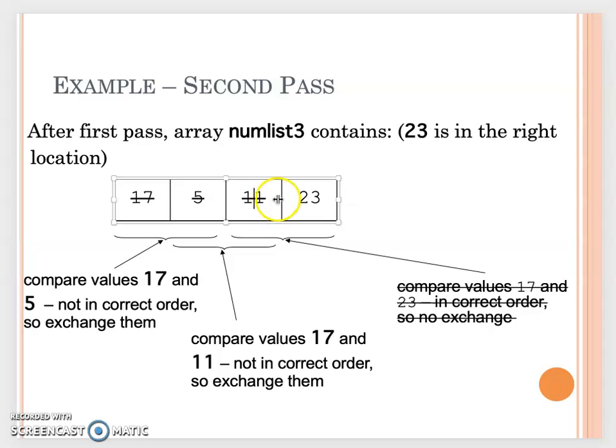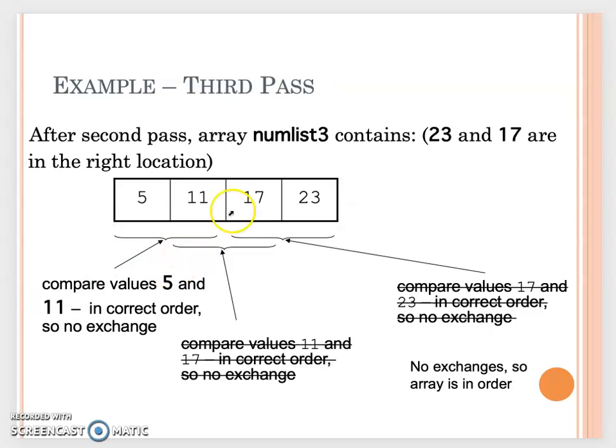So you see in the second iteration, I don't need to touch 23 because we know 23 is already in the right place. After we finish the second iteration, 17 will be here. After the second iteration, 17 and 23 are in the right location. Then we only need to check the first two again, 5 and 11. They are in the right order. So then we finish. This one we call the bubble sort.